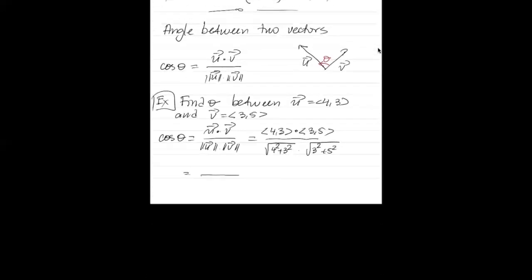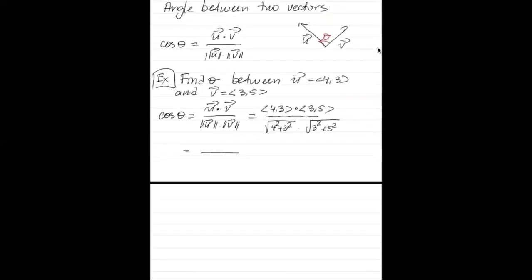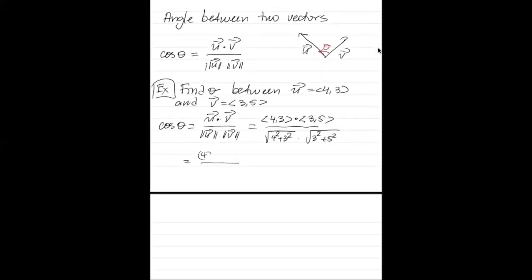So the dot product here is 4 times 3, which is 12, plus 3 times 5, so that is 12 plus 15, 27. And here is the square root of 25, 16 plus 9, 25. And this is the square root of 34. So we have this expression. If you want to simplify it, you could. We don't have to. That's 5 square root of 34.